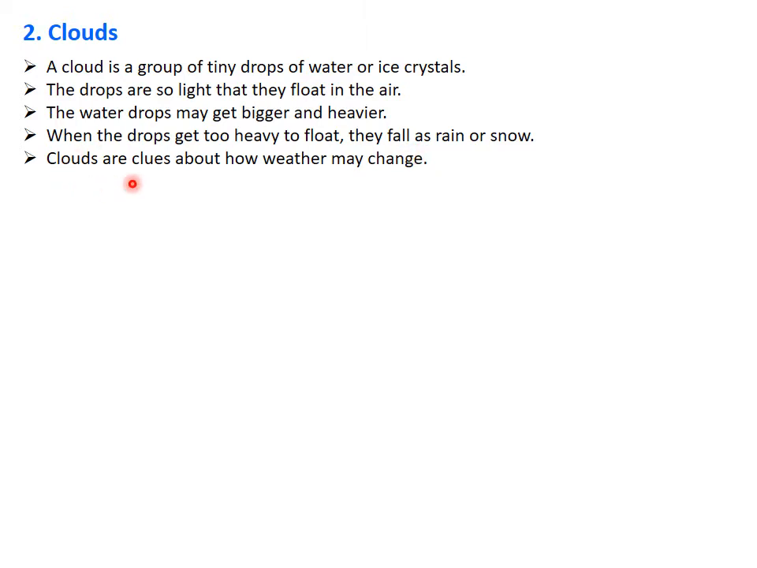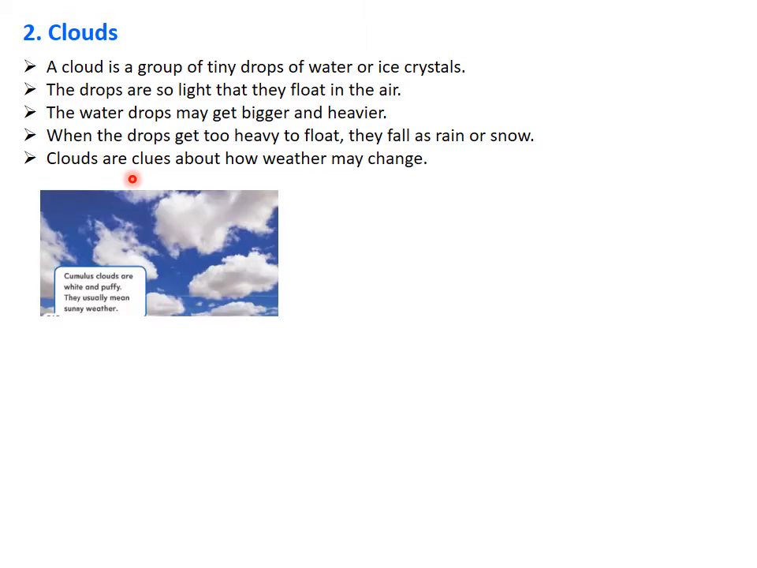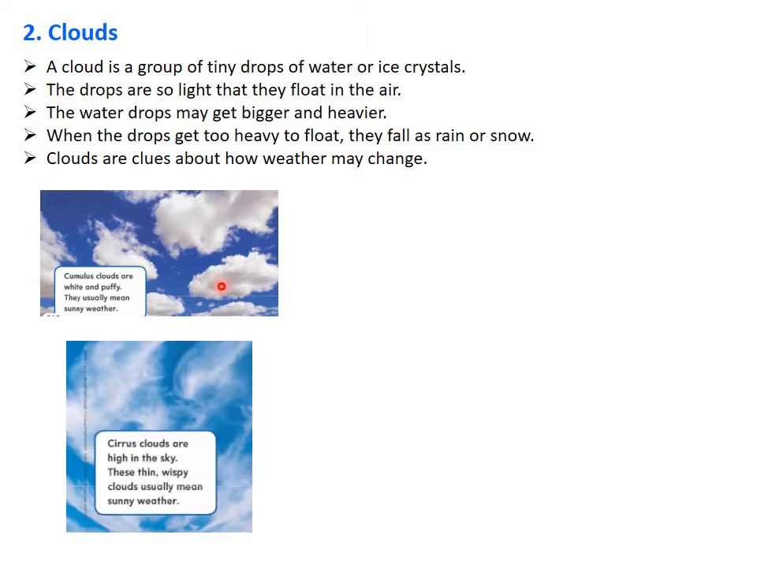Now we have to know that we have different types of clouds. Let's discover what are these types. First type of clouds are cumulus clouds. Cumulus clouds are white and puffy as we can see in the picture. They usually mean sunny weather. Second type of clouds are cirrus clouds. Cirrus clouds are high in the sky. These thin, wispy clouds usually mean sunny weather.